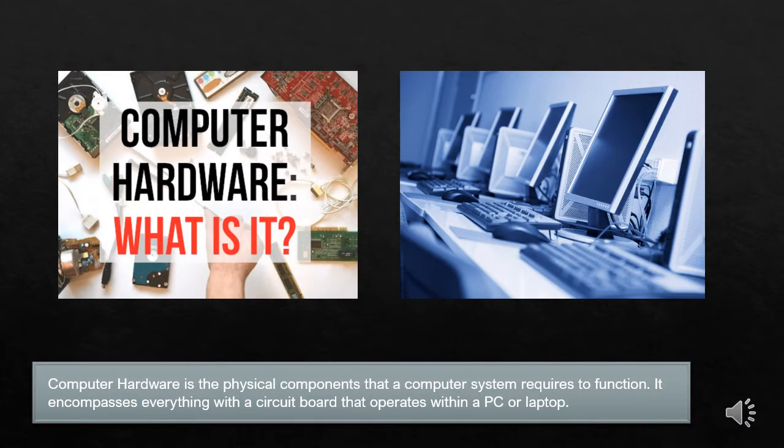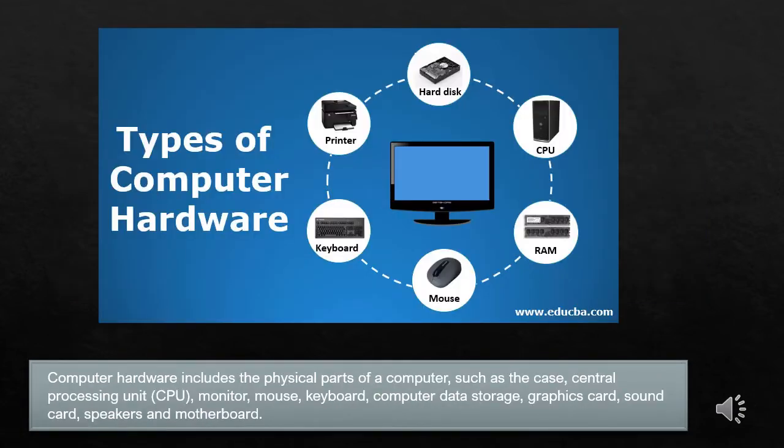What is computer hardware? Computer hardware is the physical components that a computer system requires to function. It encompasses everything with a circuit board that operates within a PC or a laptop. Computer hardware includes the physical parts of a computer, such as the case, central processing unit (CPU), monitor, mouse, keyboard, computer data storage, graphics card, sound card, speakers, and motherboard.